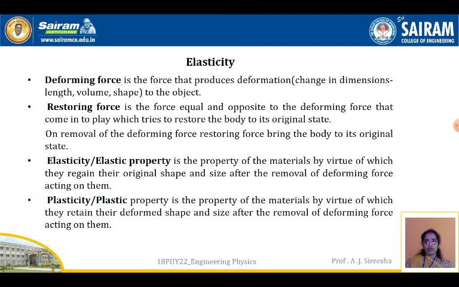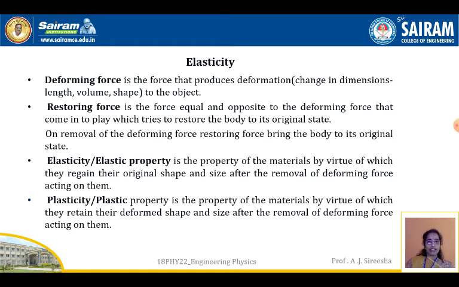First, deforming force. Deforming force is a force that produces deformation. What is meant by deformation is change in the dimensions, like length, volume and shape, of the object. Next is a restoring force. Restoring force is a force equal and opposite to the deforming force that comes into play, which tries to restore the body to its original state. On removal of the deforming force, the restoring force brings the body to the original state. That means deforming force and restoring force are opposite to each other. Deforming force changes the shape and restoring force brings it back to the original state.